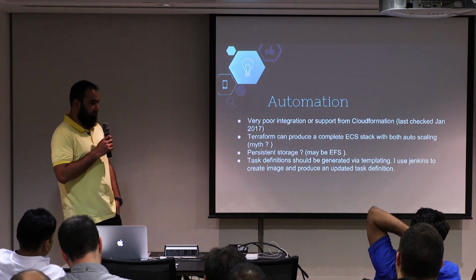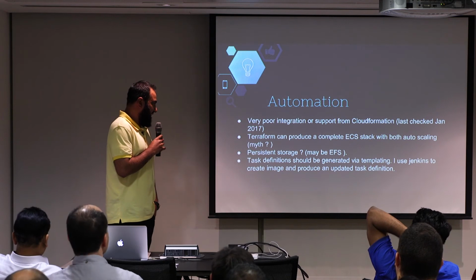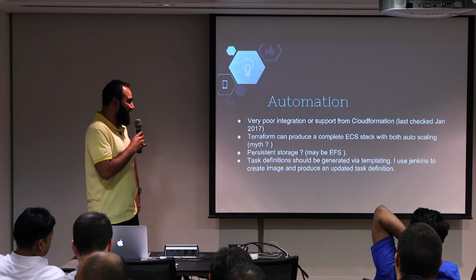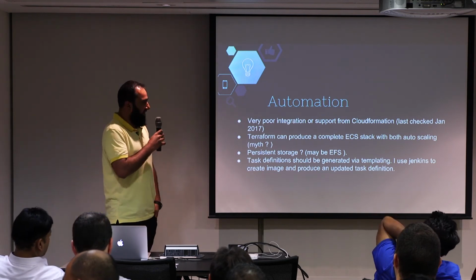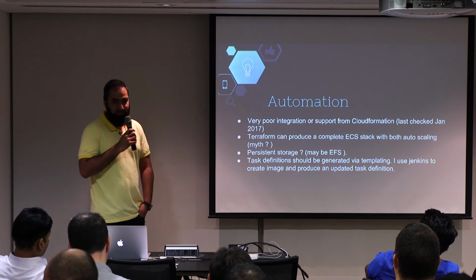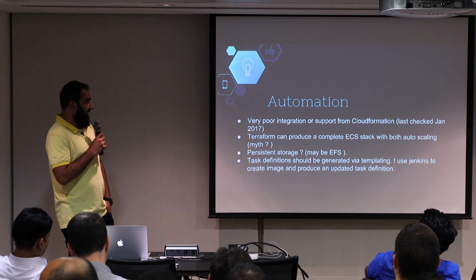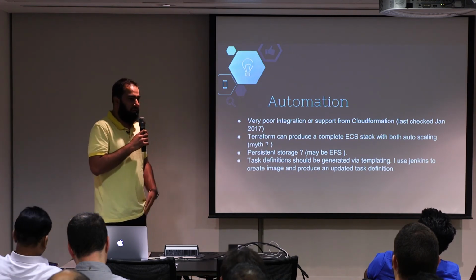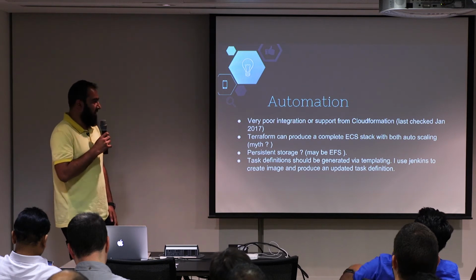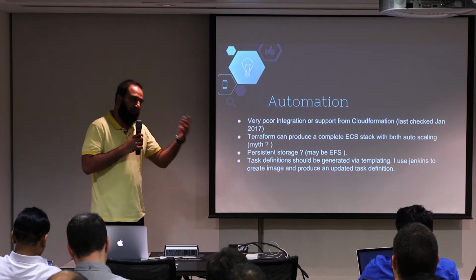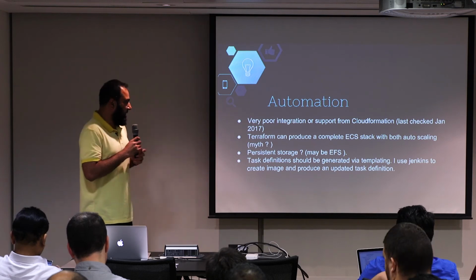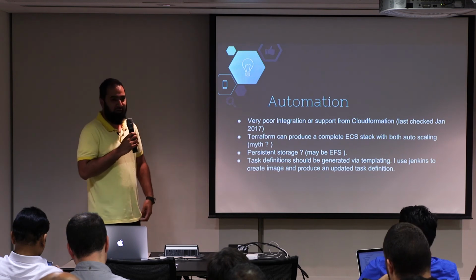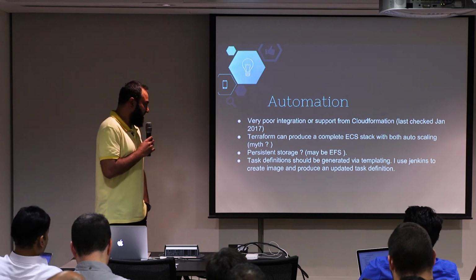Okay, automation of this ECS. It's, of course, as with other AWS services, it has got a very poor integration from CloudFormation. Last I checked, or tried to create a CloudFormation template, was in January. Terraform can produce a complete ECS stack with both service autoscaling and EC2 autoscaling configured with application load balancer and target group as well. So yeah, I have to try it first. I've heard from big companies that yes, it works well with ECS automation.